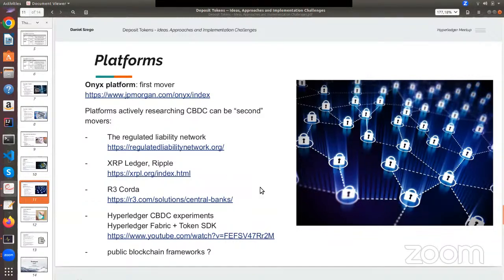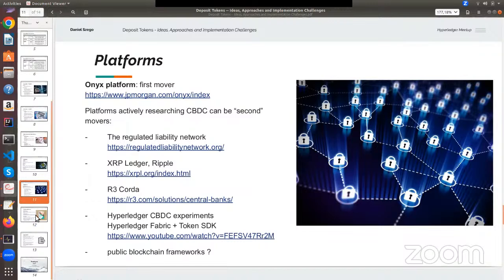And of course, these are originally CBDC initiatives, but if you speak of deposit tokens, we might as well consider public blockchain networks, which are more viable than for a CBDC. And of course, it's the question if anybody provides a deposit token framework on public blockchain networks. Not that I know of at the moment, but perhaps it's coming in the future.